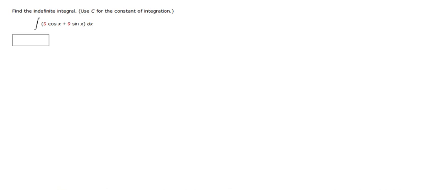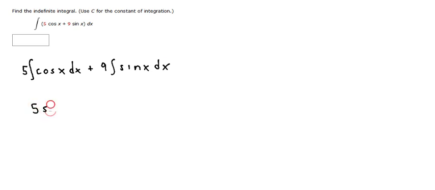Okay, and for this indefinite integral, we can first separate it into two integrals. The first one would be 5 integral cosine x dx, because we can bring the coefficient through, and then plus 9 integral sine x dx, and then the formula for the integral of cosine is sine, so this would be 5 sine x.